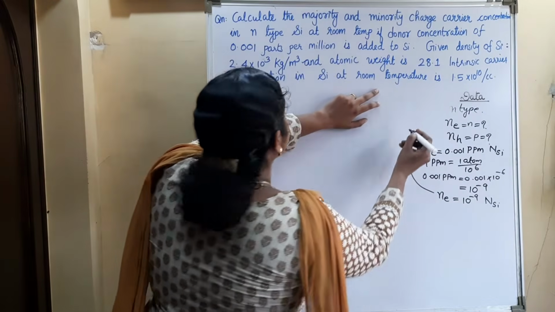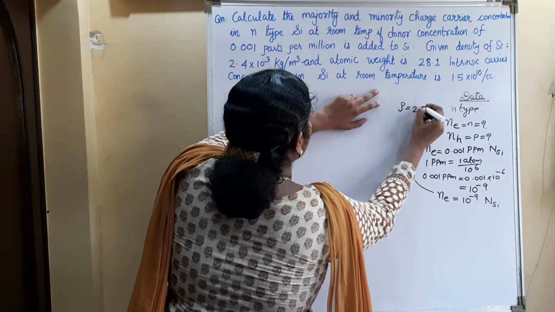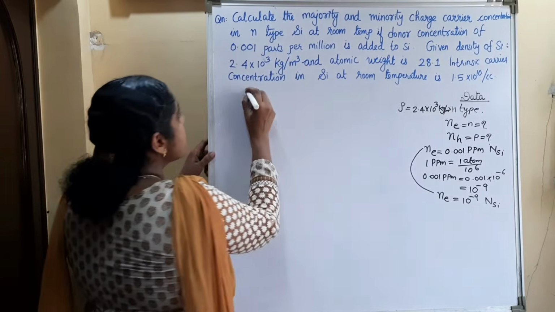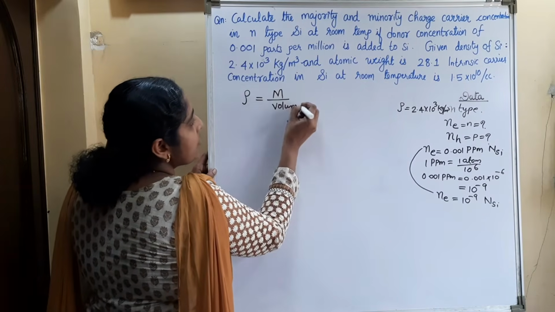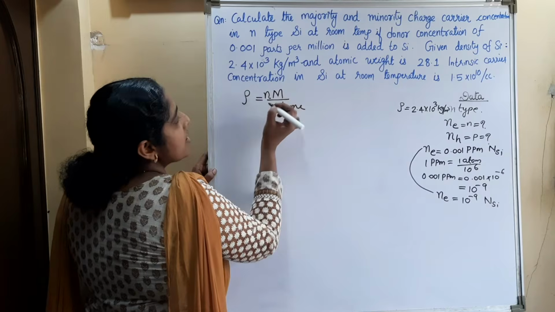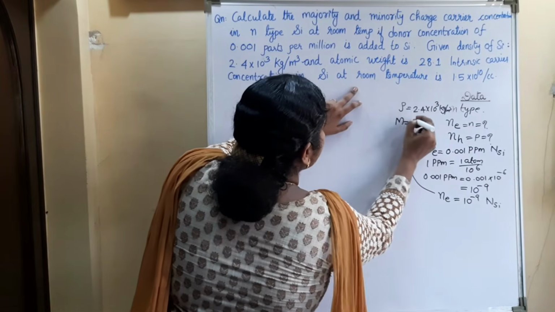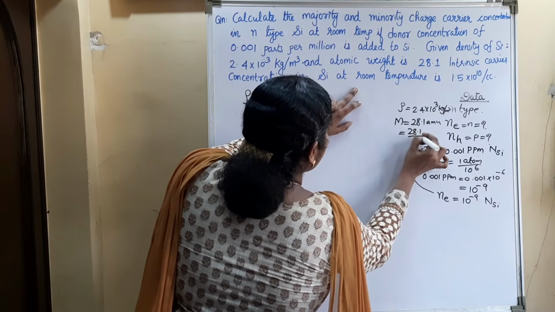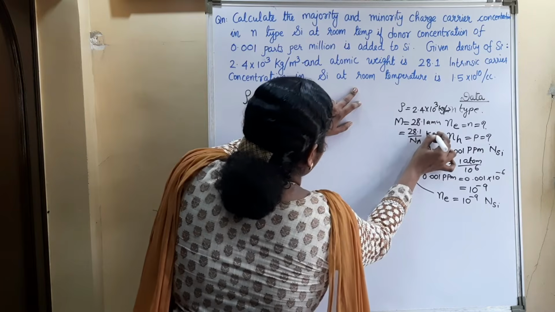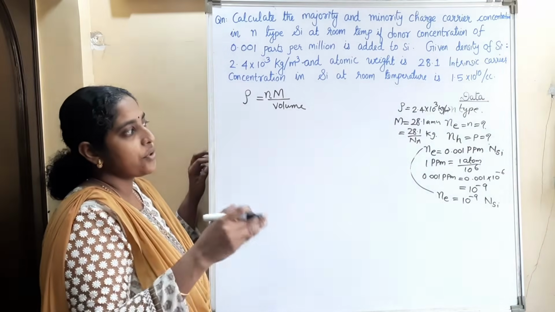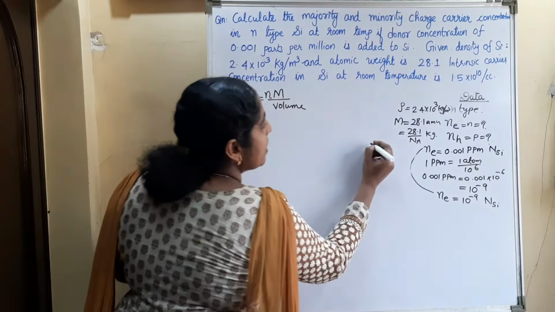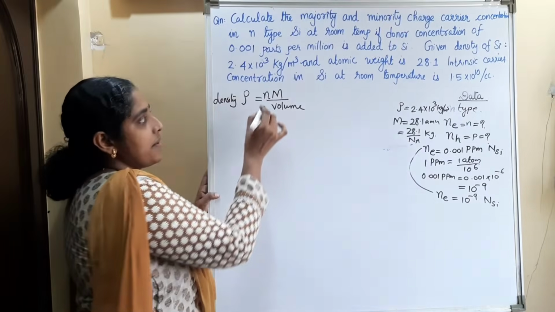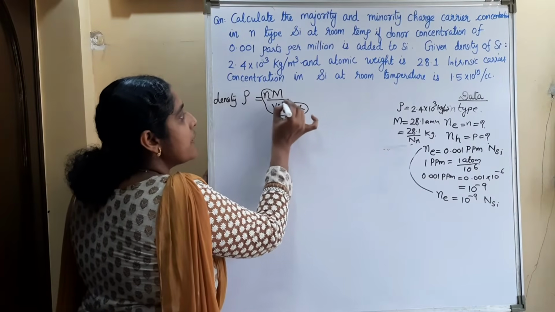Here the density of silicon is given as 2.4 into 10 raised to 3 kilogram per meter cube. So the density is equal to mass by volume, and here we have to multiply it with the number of atoms. The mass is given as 28.1, it is in AMU. So that is 28.1 divided by Avogadro number, in kilogram. To convert an atomic mass unit into kilogram, we divide by Avogadro number. From this density expression, we can find out the number of silicon atoms per volume here.